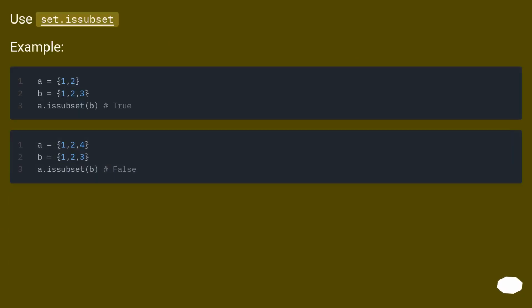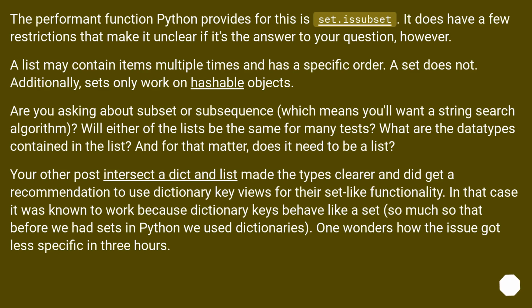Use set.issubset. Example. The performant function Python provides for this is set.issubset. It does have a few restrictions that make it unclear if it's the answer to your question. However, a list may contain items multiple times and has a specific order. A set does not. Additionally, sets only work on hashable objects.